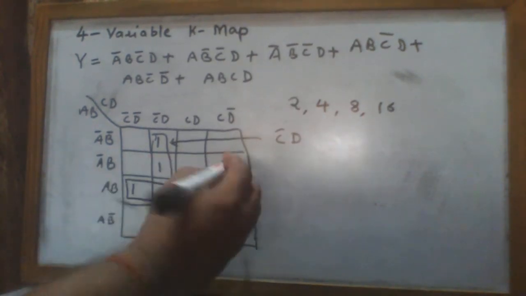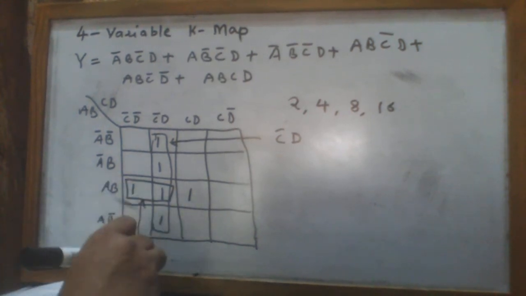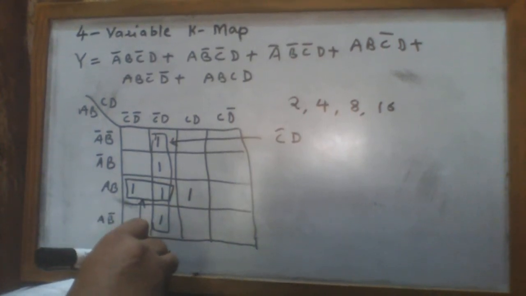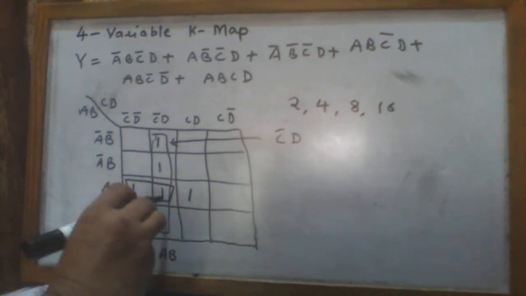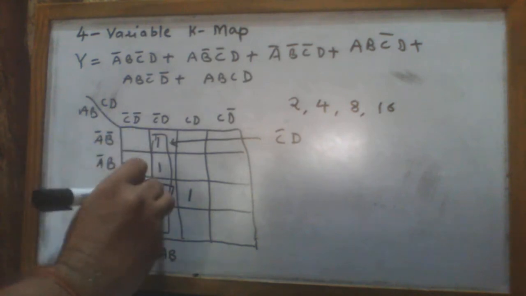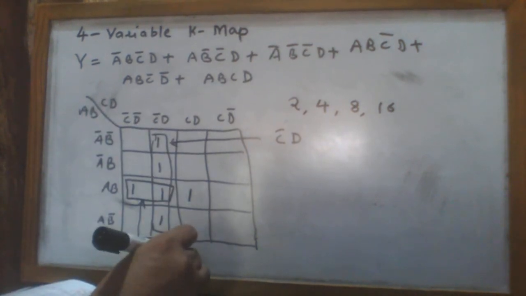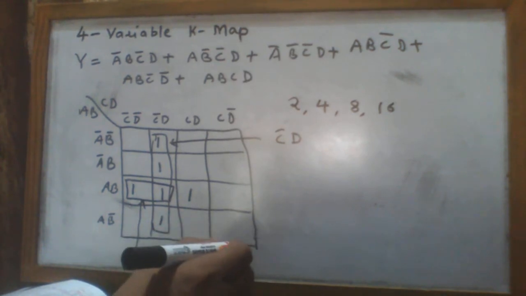And for these 2 1, which is the common term for these 2 1, AB is common over here from horizontal side. AB is common. From vertical side, C bar is common for both of these 2. Here it is D bar, here it is D. Therefore, C bar is common. I will write C bar.